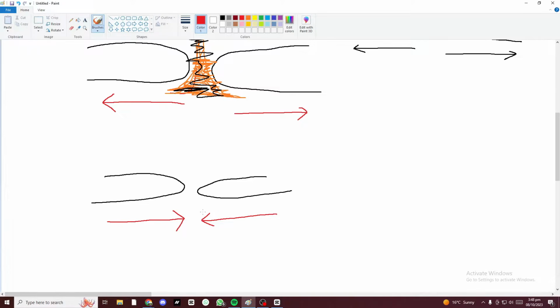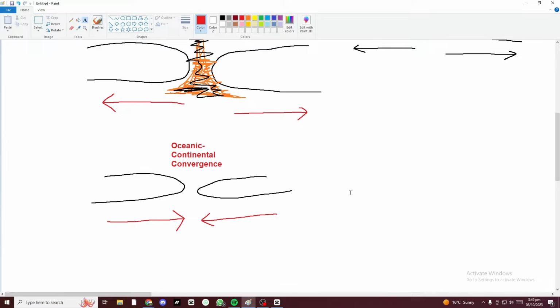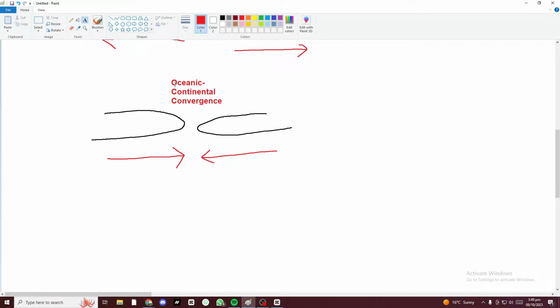So at convergent plate boundaries, tectonic plates move towards each other and collide. There are three types of these boundaries. So we get oceanic continental convergence. These occur when an oceanic plate collides with a continental plate, and this will result in, so let me draw it here.